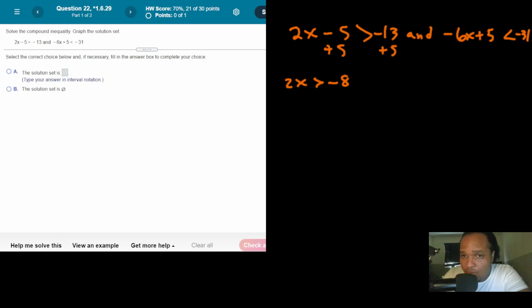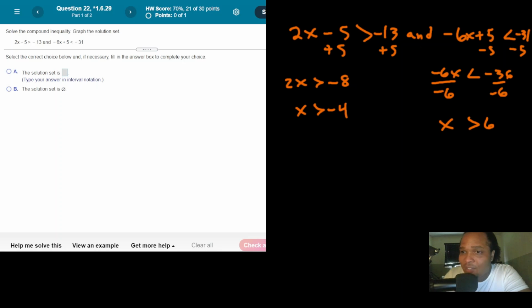Divide both sides by 2. We're going to get x is greater than negative 4. Over here, subtract 5 from both sides. We get negative 6x is less than negative 36. Divide both sides by negative 6, which means we're going to flip this alligator mouth the other way. We get x is greater than 6.